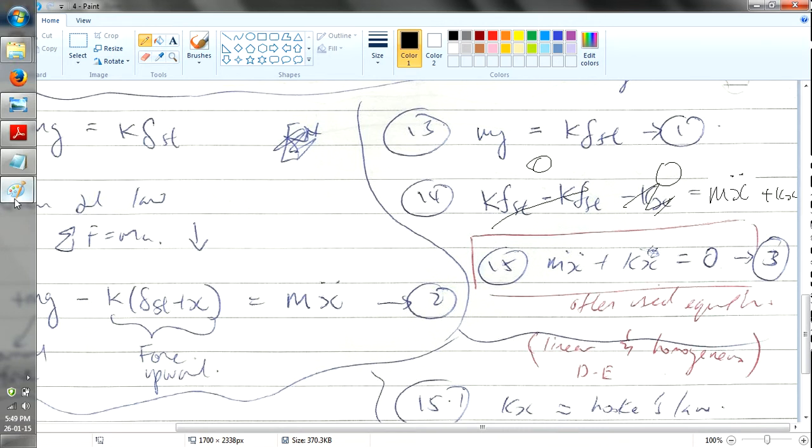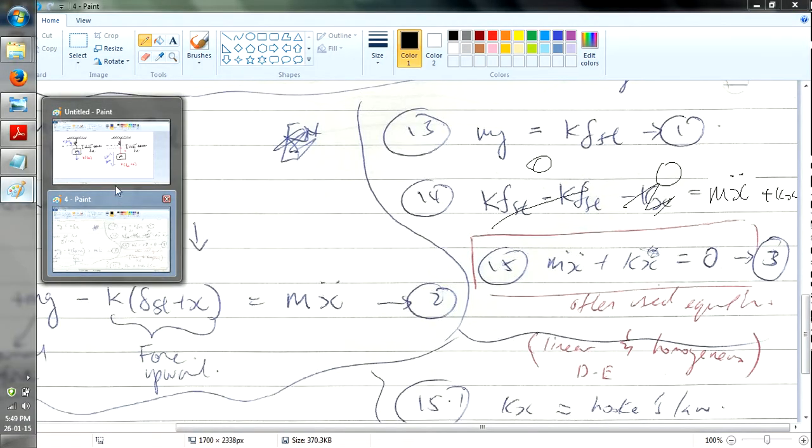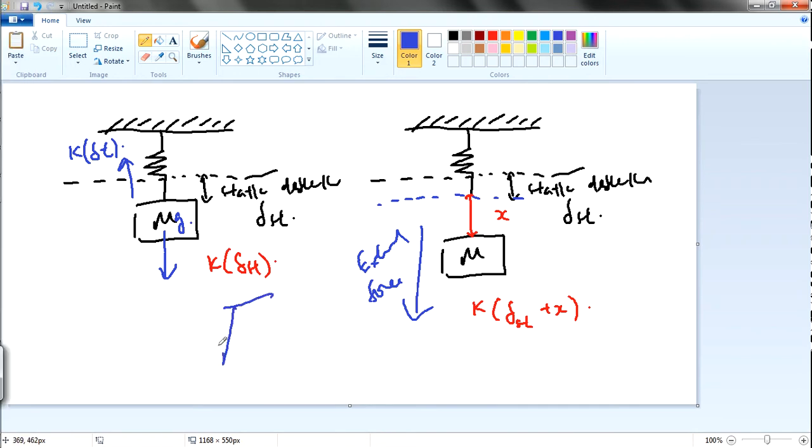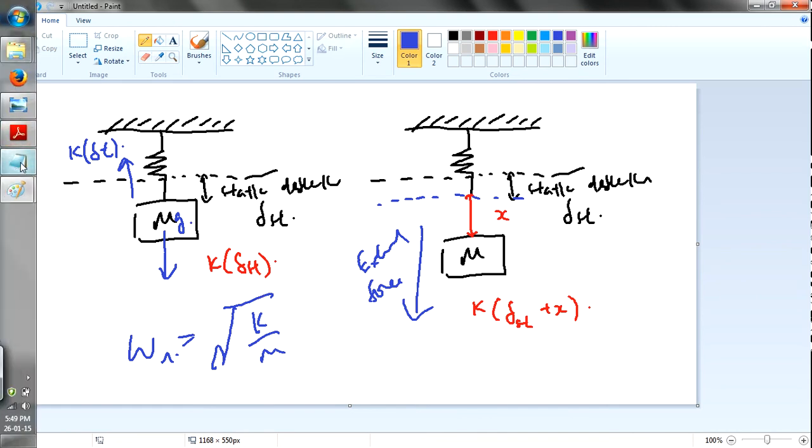So I'll just end here, and in the next video I'll talk about how to derive this one, k equals, the natural frequency. So next video I'll talk about this. So yeah.